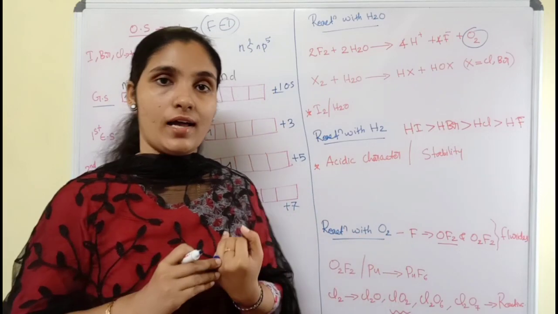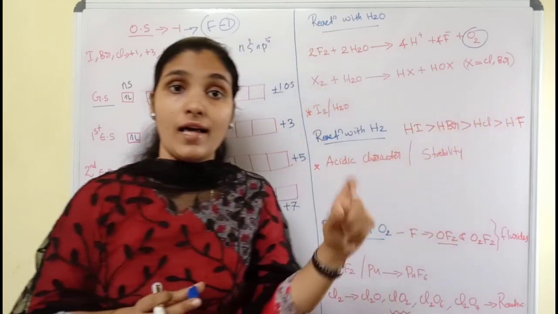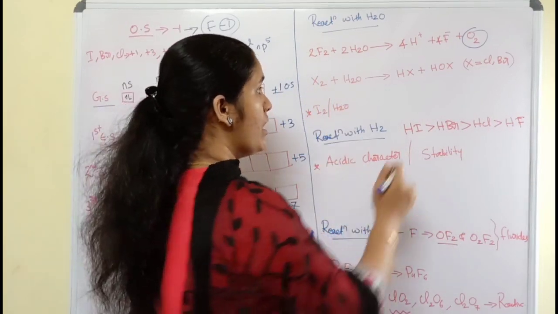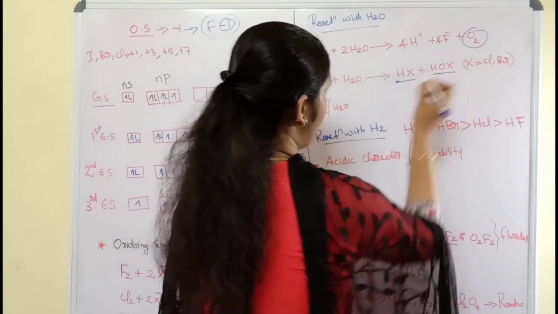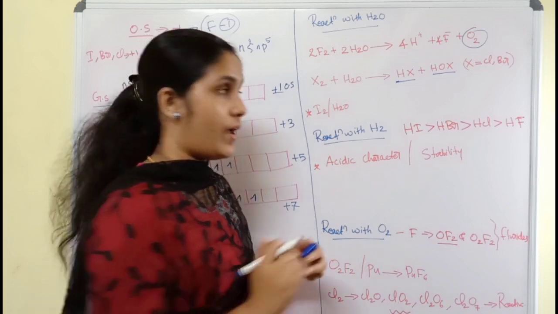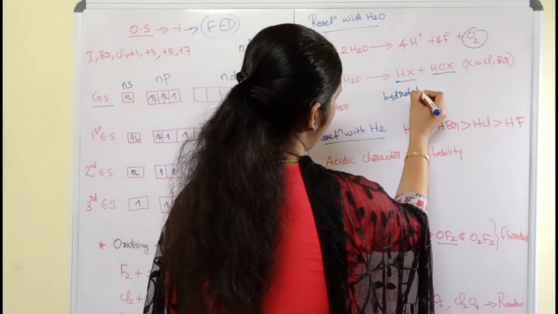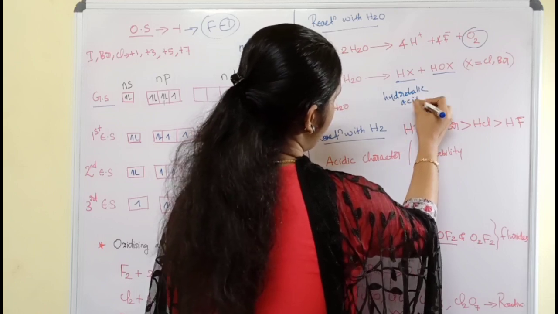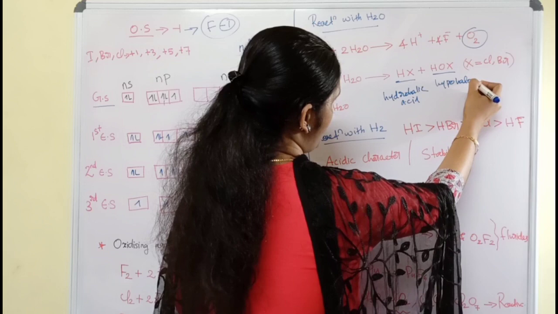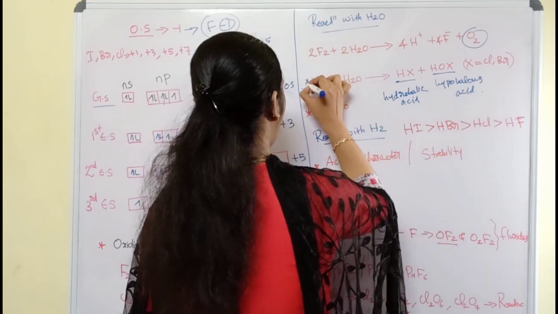And what about the other halogens? The other halogens, chlorine and bromine, react with water and produce HX and HOX. So this HX is hydrohalic acid, and this HOX is hypohalous acid. HOX is hypohalous acid. This is very important.